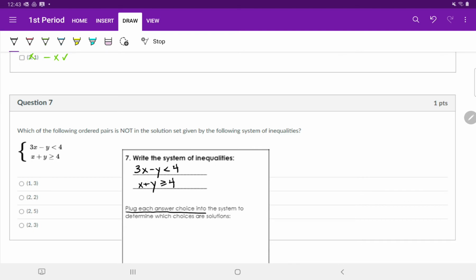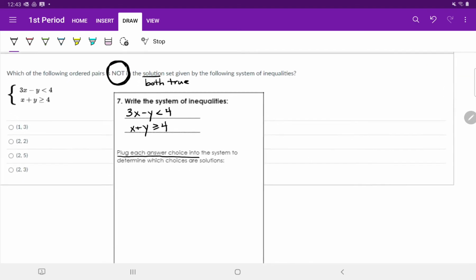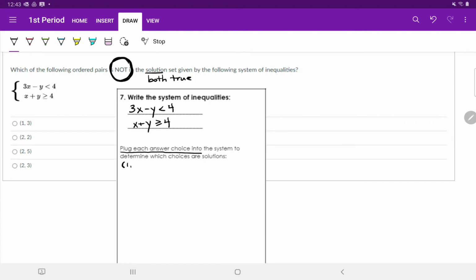So, let's break this down. In order to be a solution to the system, it has to make both inequalities true. So our goal is actually to find which one of these is not a solution. So let's start with the point 1, 3. We'll plug it into 3x minus y is less than 4. We'll plug it in here first. So we get 3 times 1 minus 3, and we'll simplify this. It becomes 0 is less than 4.